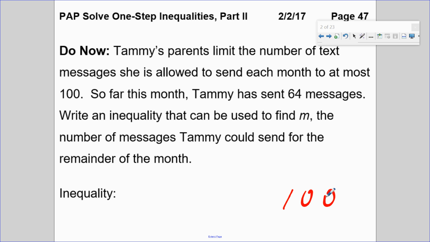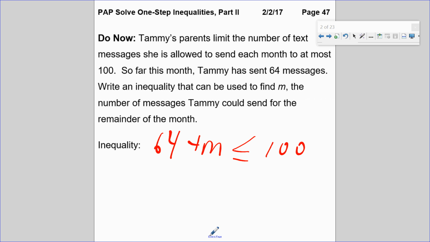So 100 is the most she can send. Can she send more than 100? No. So that means she can send less than or equal to 100. So she's already sent 64. But then we want to find how many more she can send. So 64 represents how many she's already sent, plus m, the number of messages that she can still send, and that number has to be less than or equal to 100. So we found our inequality. Could I rewrite this inequality? Yes, you can. What about writing it as m plus 64 is less than or equal to 100?